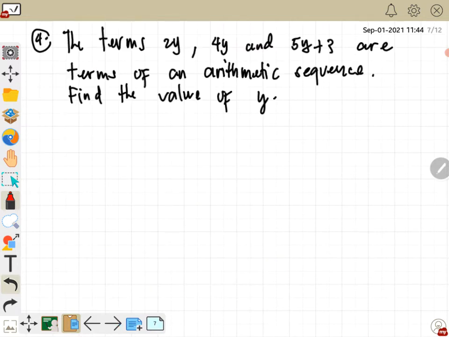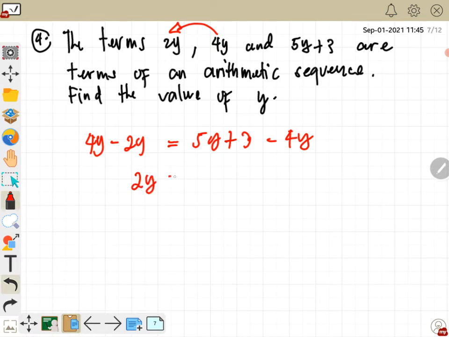Let's continue. The terms 2y, 4y, and 5y plus 3 are terms of an arithmetic sequence. Find the value of y. The same principle, let's subtract. We have 4y minus 2y, and 5y plus 3 minus 4y. So 4y minus 2y is simply 2y. 5y plus 3 minus 4y is simply y plus 3. Therefore y is equal to 3.